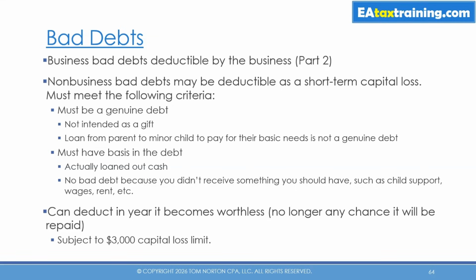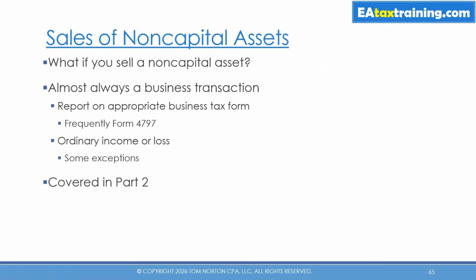If you do have a bad debt, you can deduct it in the year that it becomes worthless, which means there's no longer any chance that it will be repaid. And you're going to have to be able to prove that it is in fact worthless. And it is subject to the $3,000 capital loss limit, but of course, any excess can be carried forward to future years.